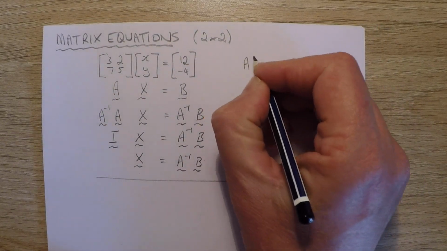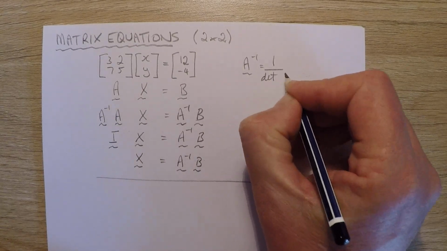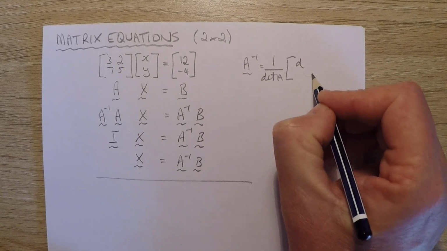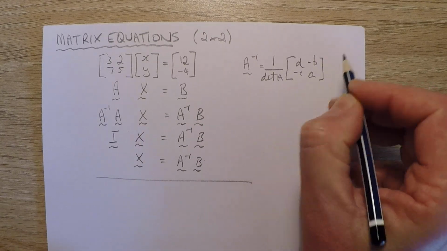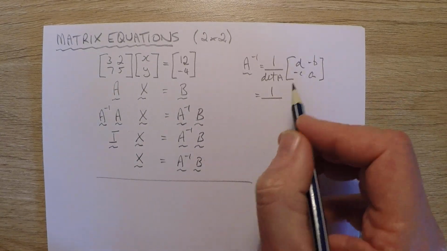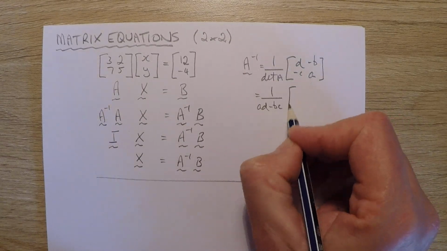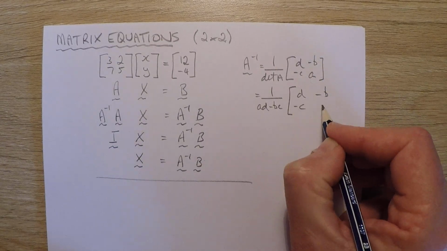The inverse of matrix A is 1 divided by the determinant of matrix A, and then we have D and A swap places, and we have negative B and negative C. The determinant is AD minus BC, D, negative B, negative C, A.